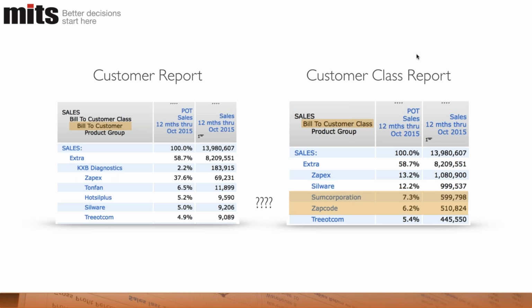So we can see that there are differences between the behavior of customers in general across this class of customers and that individual customer.